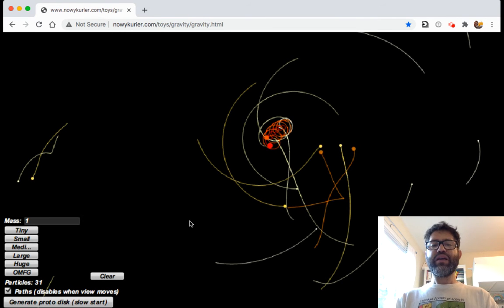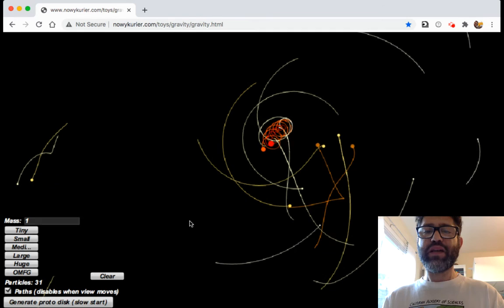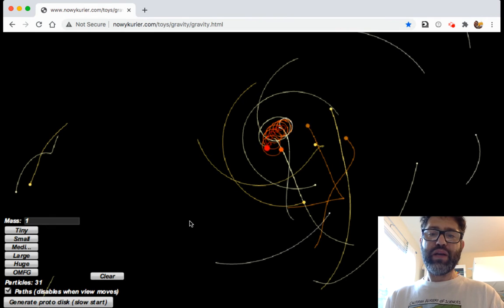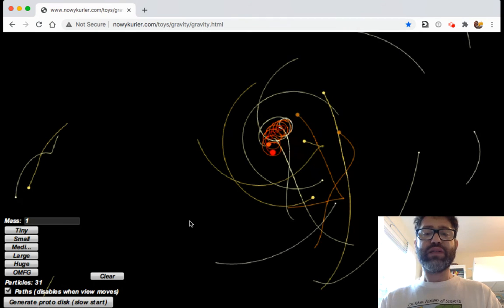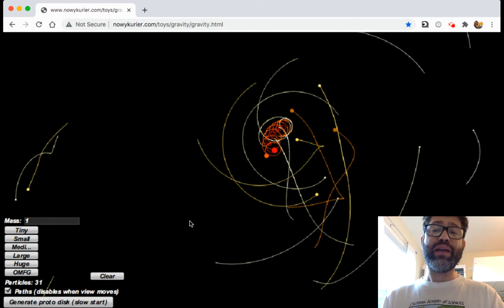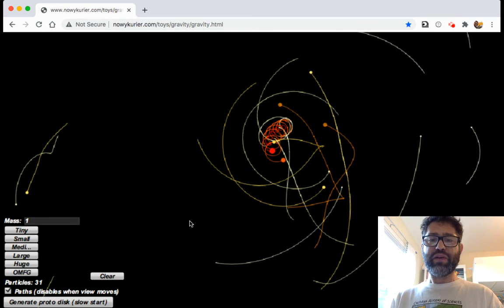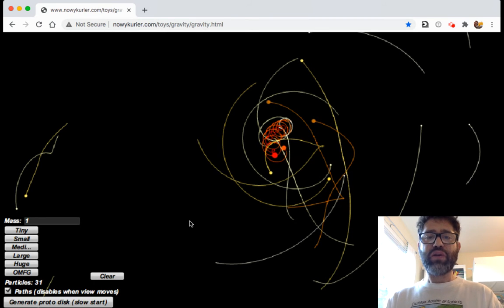All right, welcome back. So to wrap this up, I just want you to think about what you're seeing here. The objects that are now orbiting around this central set of masses, it turns out we actually have what we could call a binary star system. We have a huge and a very large object in the middle, and then we have a bunch of much smaller objects that are orbiting around them.